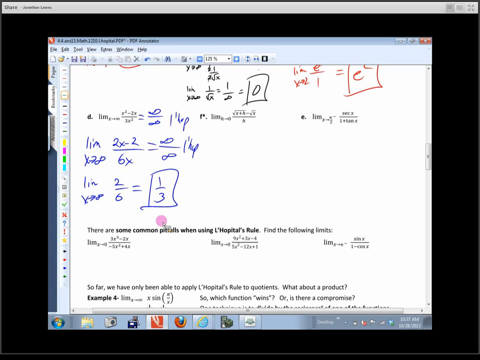They were both approaching infinity. Neither one of them won. This is a bit of a compromise.